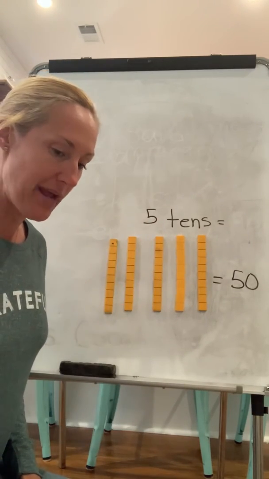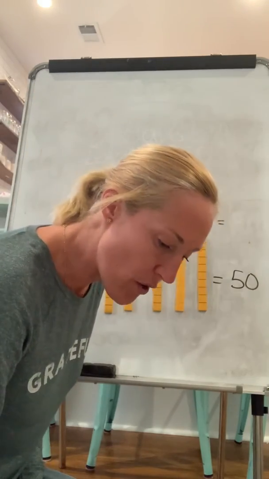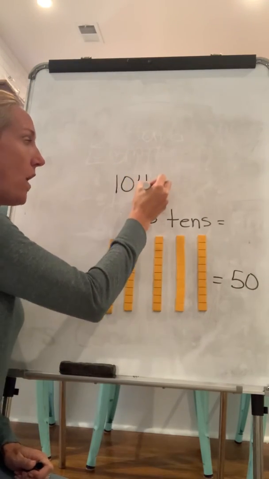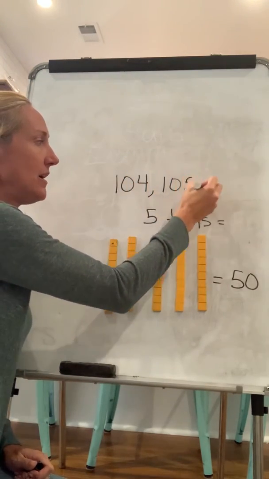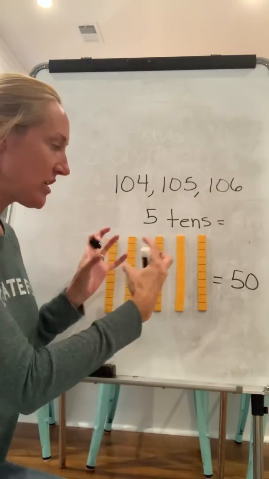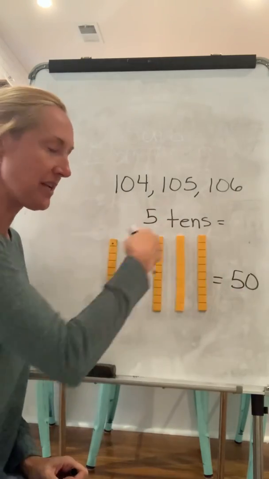Okay. So what you guys are going to do for today is I want you to work on your workbook pages. Okay. I'm going to have you work on workbook pages 104, 105, and 106 to practice counting your groups of 10 and figuring out how many squares that is all together.